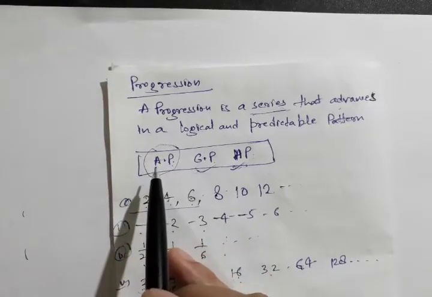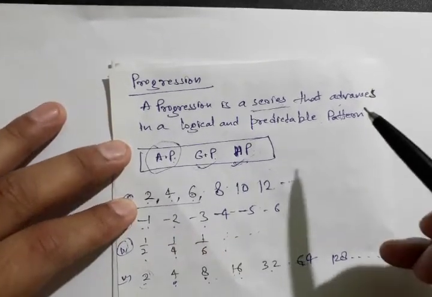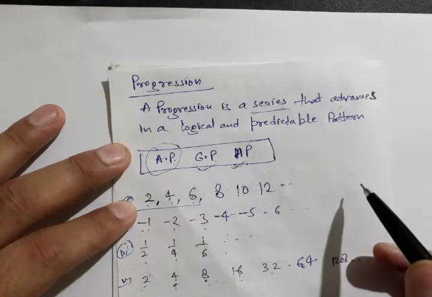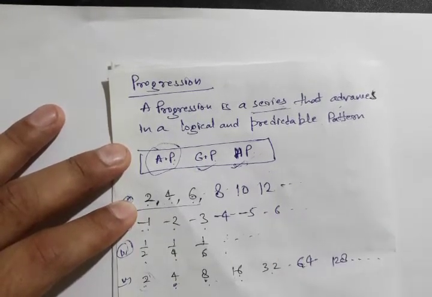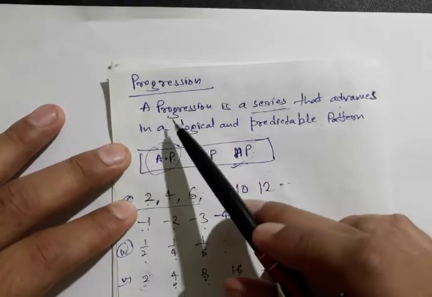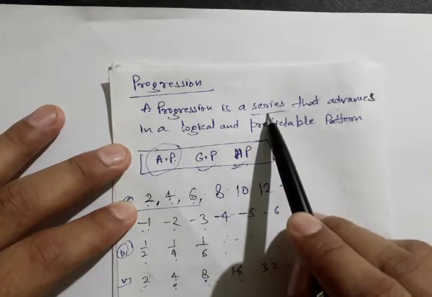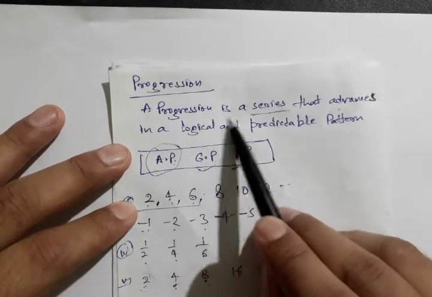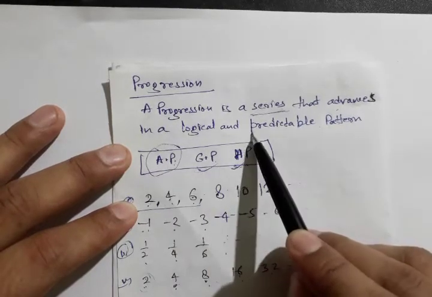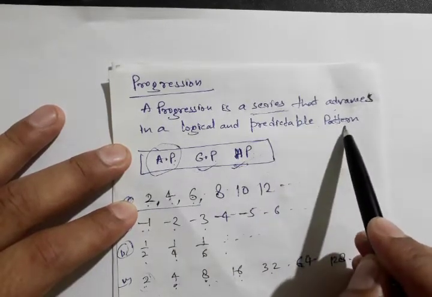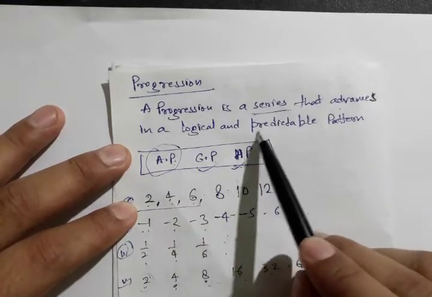First we will try to learn about progressions, and how to identify whether a given series, a given sequence of numbers, is an arithmetic progression or not. Progressions are of different types; later we will discuss them. As the definition says, a progression is a series of numbers that advances in a logical and predictable pattern. Getting this or not? A series of numbers that advances in a logical and predictable pattern.